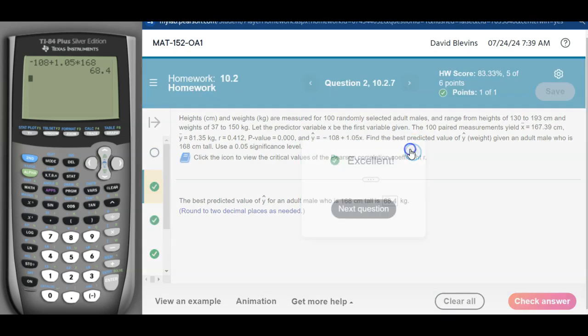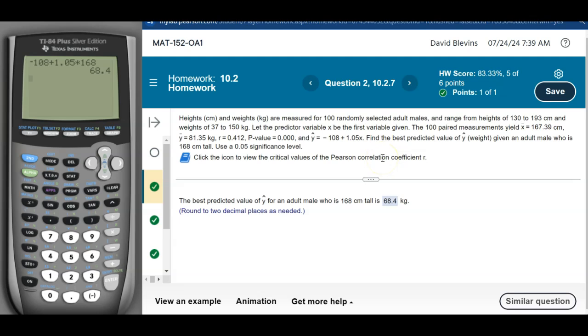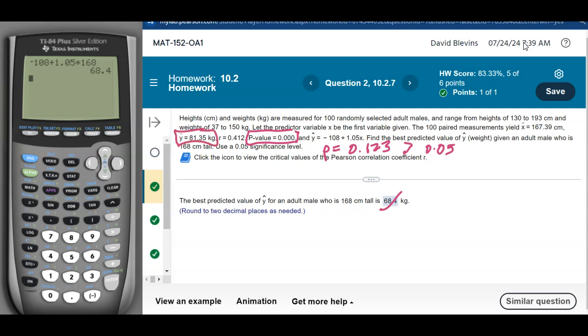So if, for instance, again, hypothetically, this had said the p-value is 0.123 or something, now that's greater than alpha. So my prediction there would have been just the y mean, 81. Because the p-value was less than alpha, we plugged into the equation.